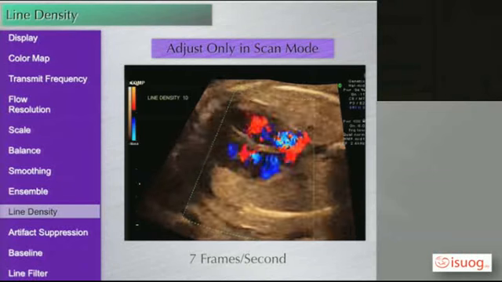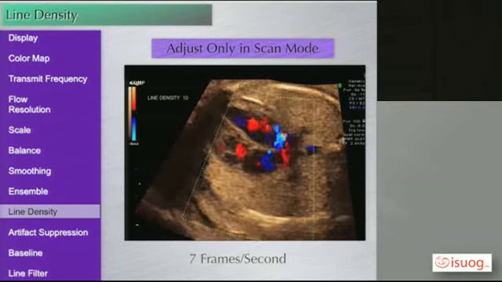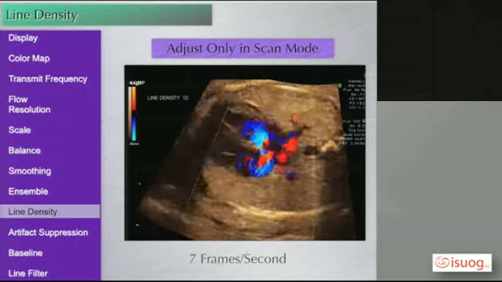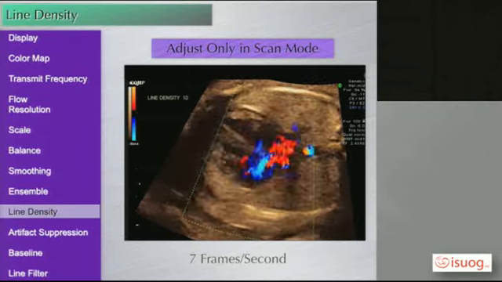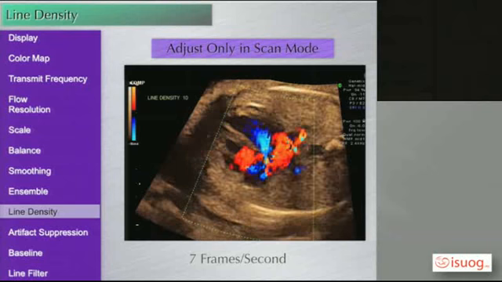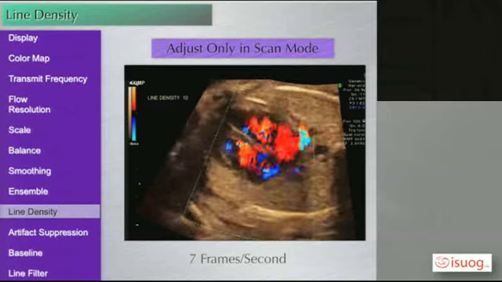The line density has now been increased to 10. The frame rate is now further decreased to 7. The color pixels are smaller, with even more detail than the previous setting. When the user selects a setting for the line density, the selection should provide the highest line density with an acceptable frame rate.